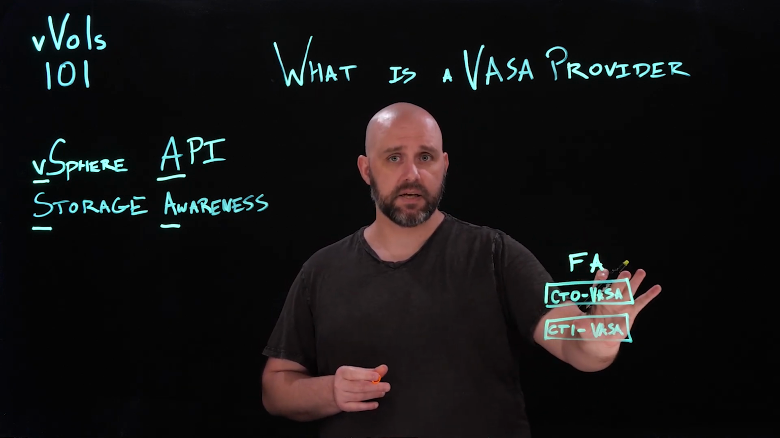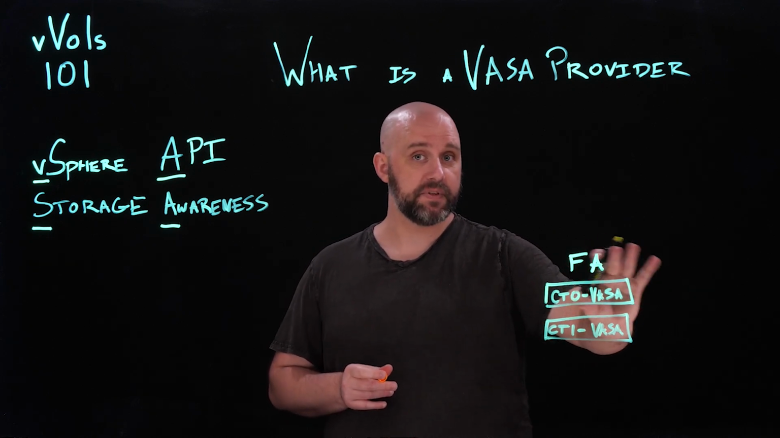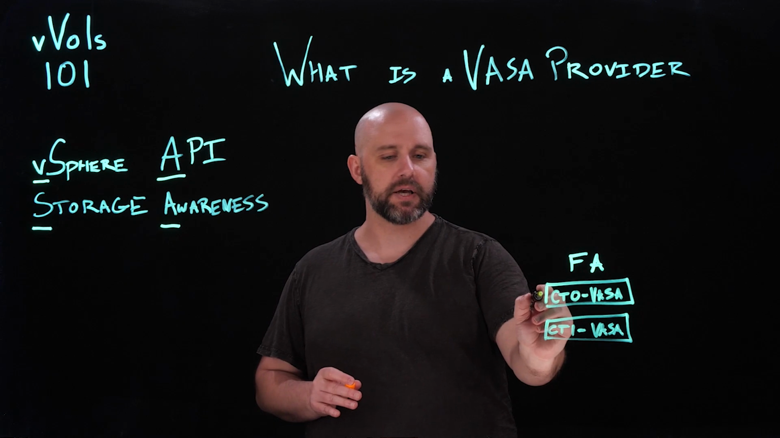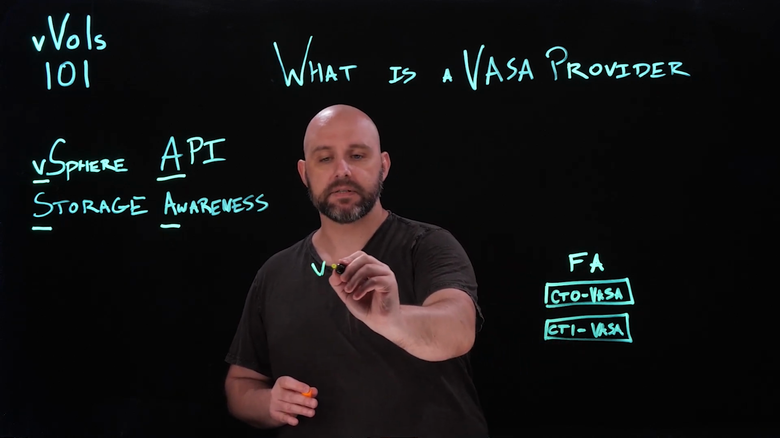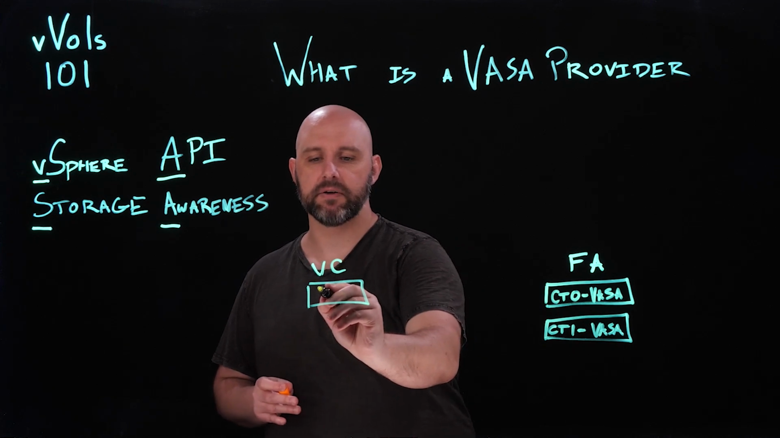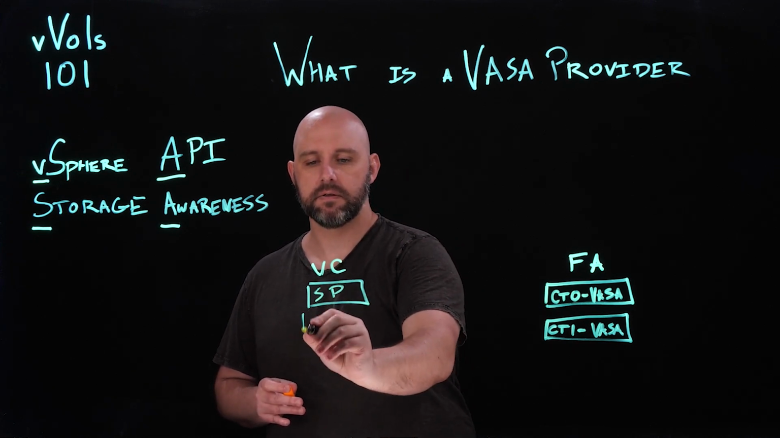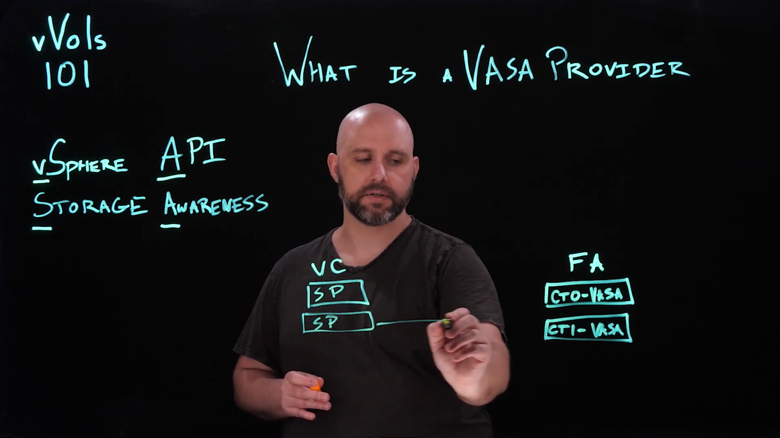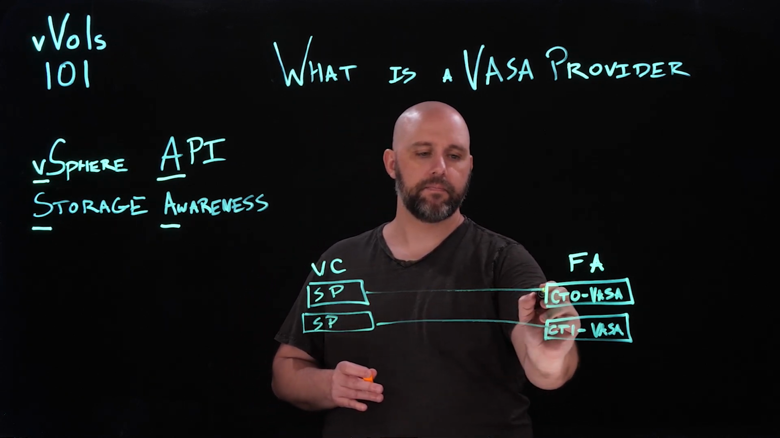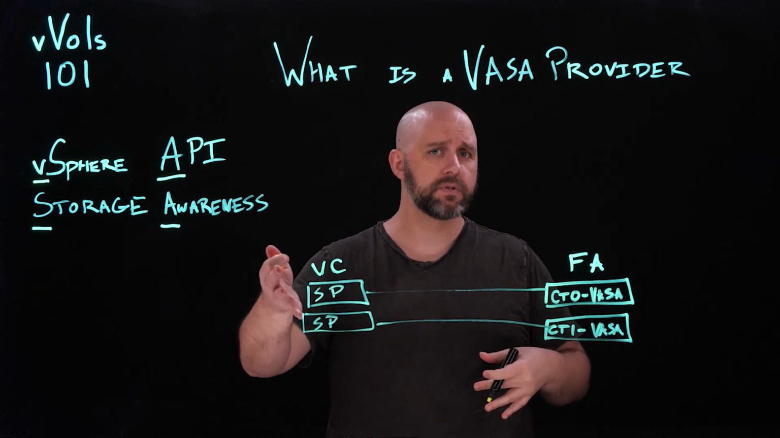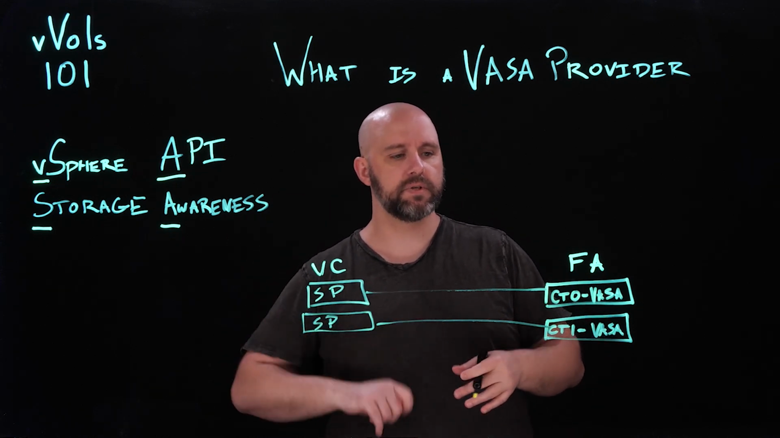Now, this is the VASA provider itself, and this is the service that supports those APIs so that vSphere communicates. Within vCenter itself, these are registered as storage providers. So each controller would have its own storage provider registered. And the way vCenter handles it is you have an active storage provider and a standby storage provider.